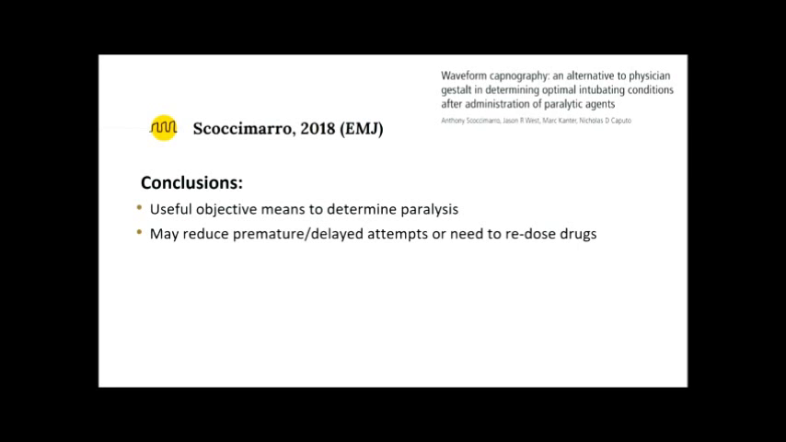So they concluded that capnography may actually be a useful objective means to determine paralysis, and it may reduce premature intubation, delayed intubation, or the need to redose neuromuscular blockade. And why I think this can be important is that it's a critical procedure, but we're often doing it in critically ill patients. And that difference of 20 seconds or 35 seconds, or having a way that we're all on board, the physician and the RT and people around us, that the patient is ready for intubation, is something that would advance our practice.